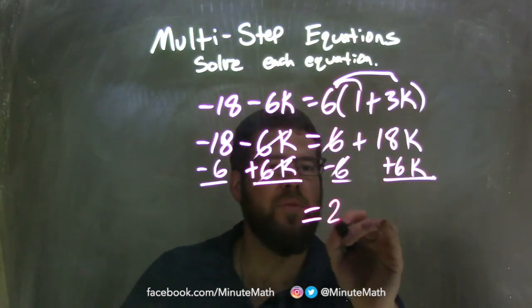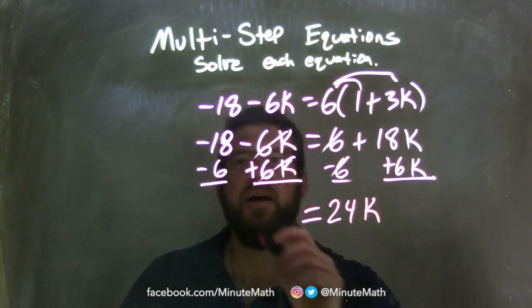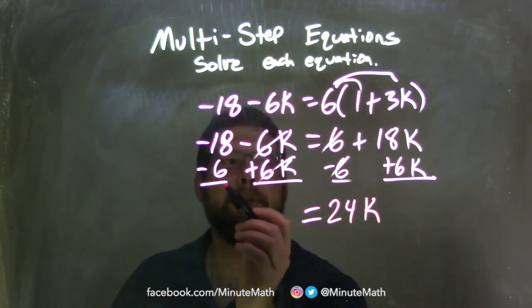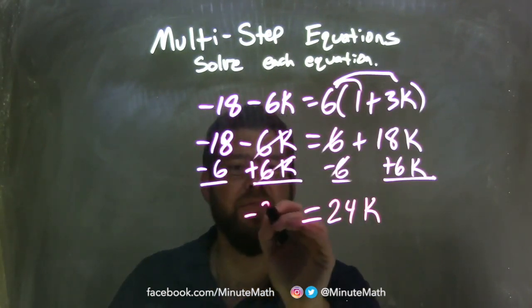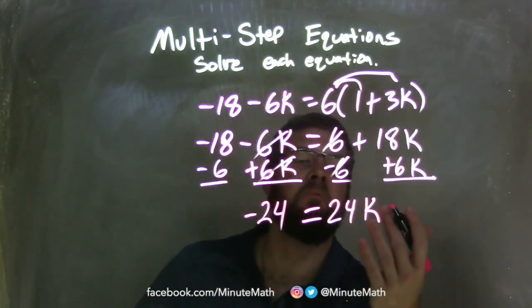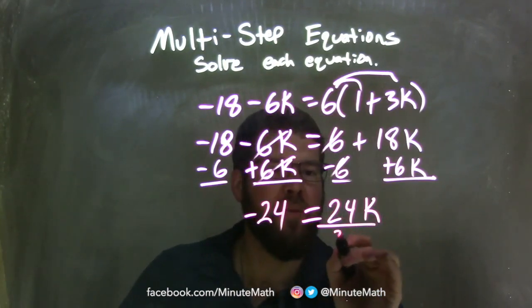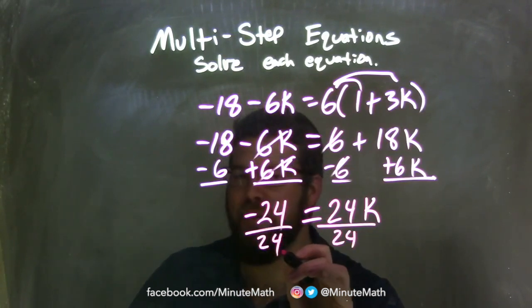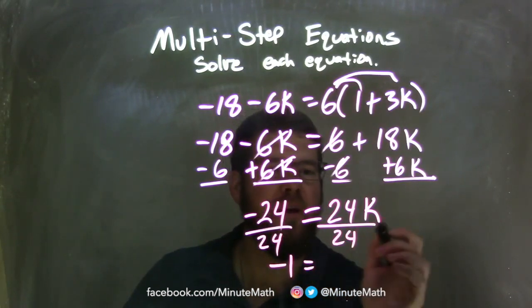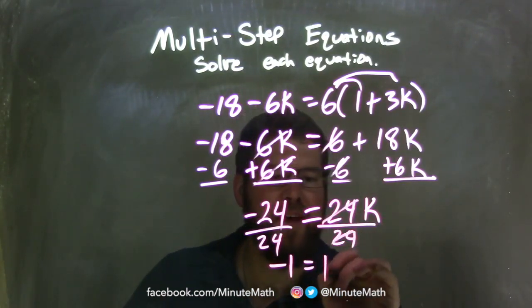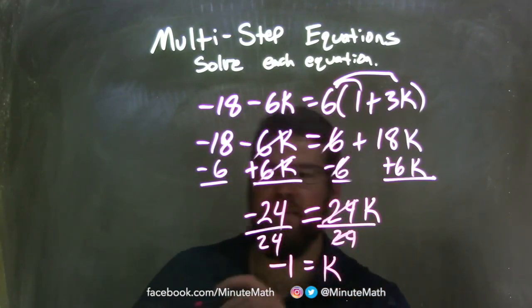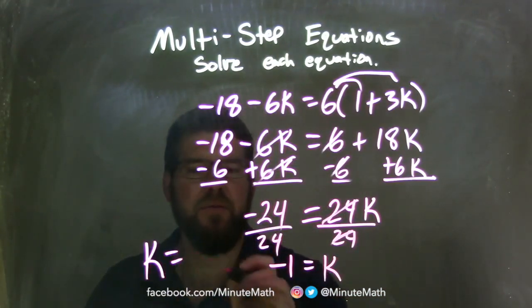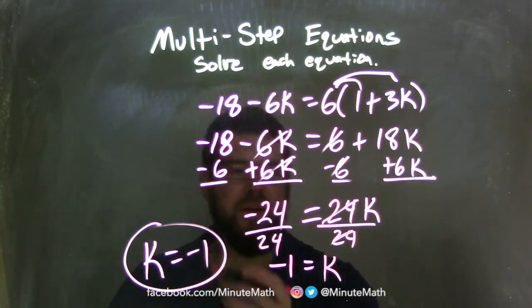18k plus 6k is 24k. And negative 18 minus 6 is a negative 24. Pretty simple now, right? We just divide by 24 to both sides. Negative 24 divided by positive 24 is just a negative 1, equals, all these cancel, just leaving me with just a k. And so to rewrite it all nice and neat, it's just k equals negative 1. I'm going to write the variable first.